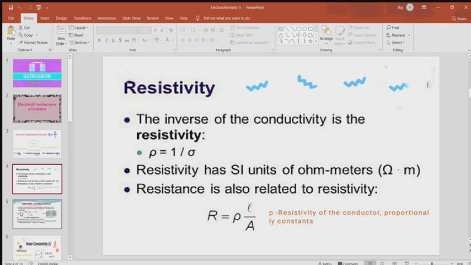The SI unit of resistivity is the ohm meter. What is resistivity? Resistivity is the inverse of the conductivity. Resistivity rho is equal to 1 upon lambda. Therefore, the inverse of the conductivity is called resistivity.